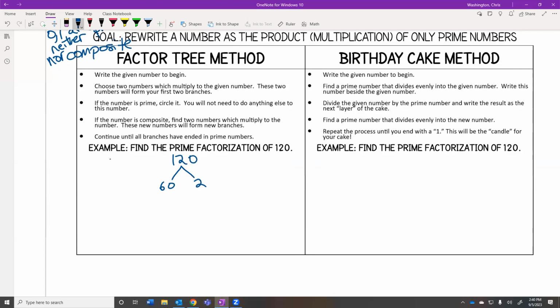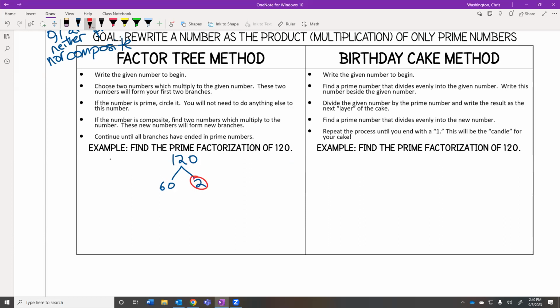Now, 60 and 2, are either of those 2 numbers prime? No. 2 is a prime number, so we're going to circle it. So if we're using this tree metaphor, we have a tree, we have branches on the tree, and at the end of the tree, if we get to a prime number, that fruit is ready to be picked. So 2 is our fruit that we're going to pick here in a little bit.